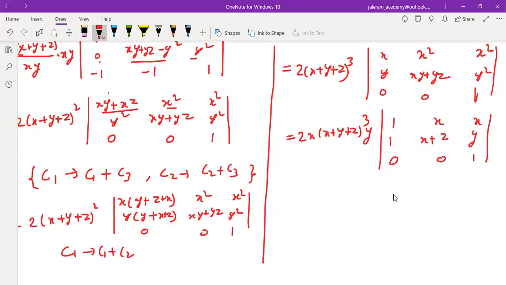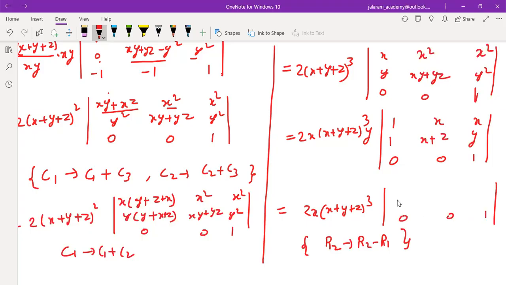Again, if we want to bring one more 0, we have to do R2 minus R1 to bring one more 0, so that there will be 3 zeros below the principal diagonal. R2 is operated as R2 minus R1. So then it is 0, 0, 1. Third row remains the same, 1, minus 1, 0. R2 minus R1: x plus z minus x is z only, y minus x. And the first row is 1, x, x. So there are all zeros below the principal diagonal.